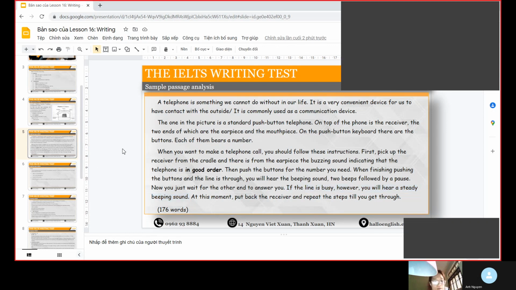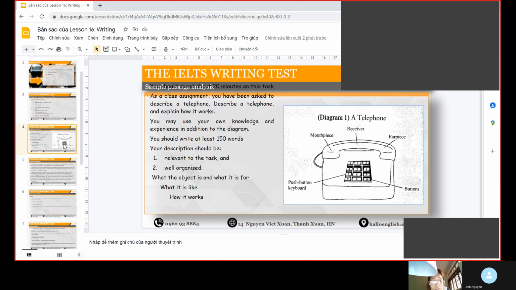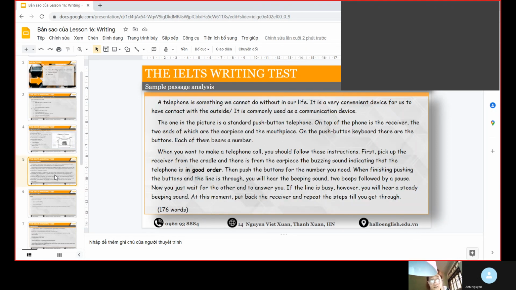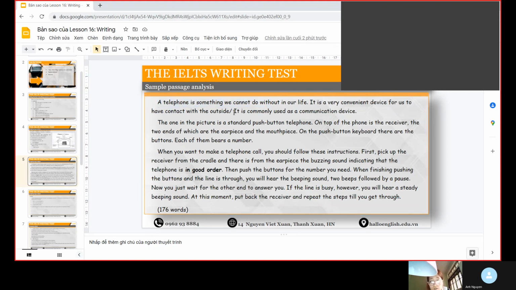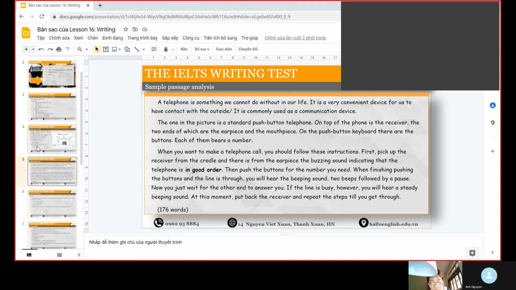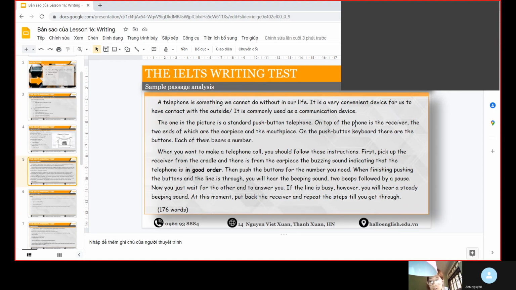Rồi, vậy thì chị sẽ nói qua lại một lần cuối cùng về cái đoạn này. Trước hết, first, you have to mention the object and the purpose of it. Like here, the telephone is something we cannot do without in our life, and what it is used for, commonly used as a communication device. Okay, next, what it is like. In the second paragraph, describe the appearance, describe the details of the object. Okay, like here, the receiver, the earpiece and mouthpiece, the buttons, each of them bears a number.